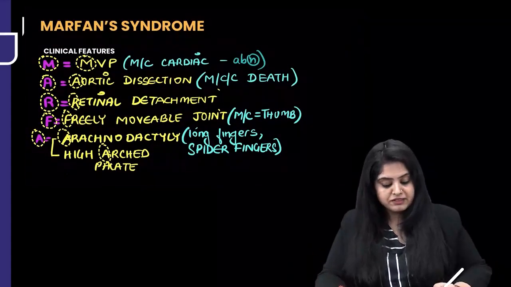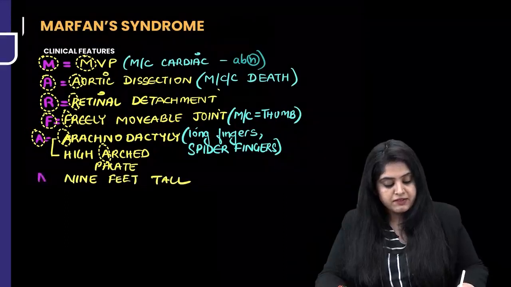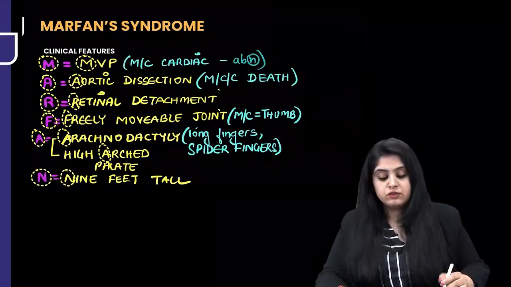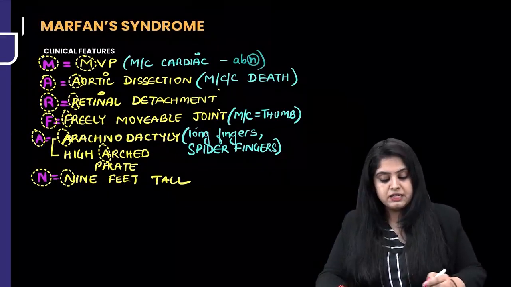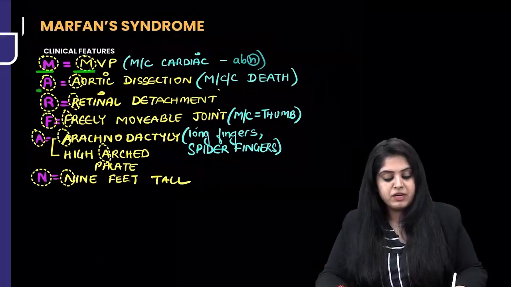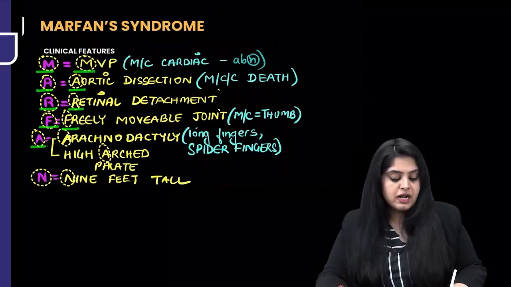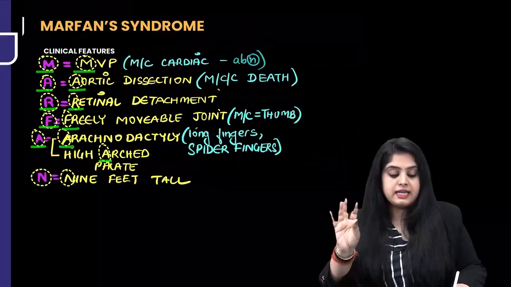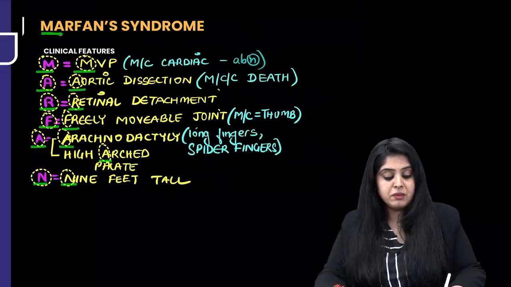So Marfan, now the next alphabet is N. What is going to be with N? These individuals are very, very tall. Because they are tall, we have called them 9 feet tall. So repeating all of this once again, when I'm dealing with Marfan's: mitral valve prolapse, aortic dissection, retinal detachment, freely movable joints, high arched palate and arachnodactyly, and finally 9 feet tall, that is Marfan.